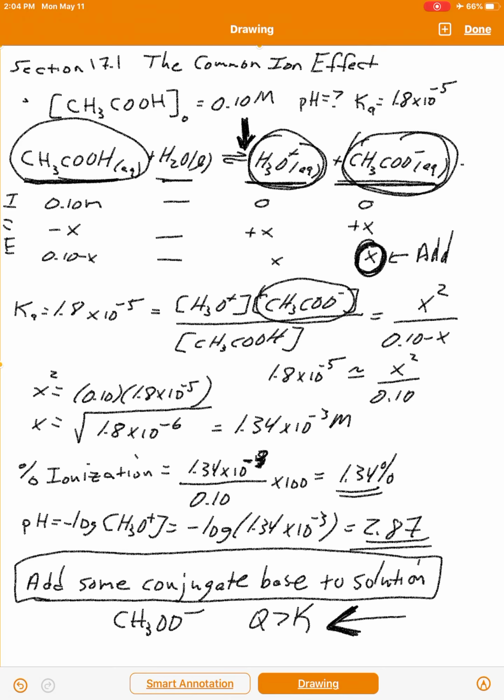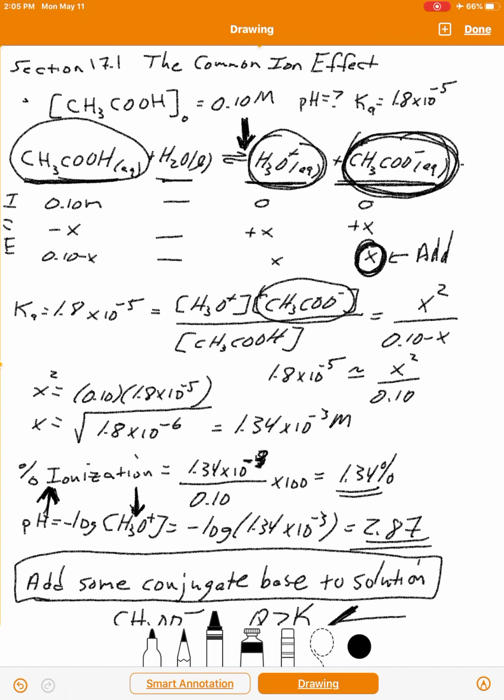What happens to the pH? That's a very good question, right? If you reduce the concentration of hydronium, if you make this number smaller, that means the pH goes up. It becomes less acidic, so the pH goes up closer to 7. So in general, adding this common ion, the conjugate base, will result in a pH value that's higher than it would have been had we not added it. It will increase the pH. And this is a phenomenon called the common ion effect.